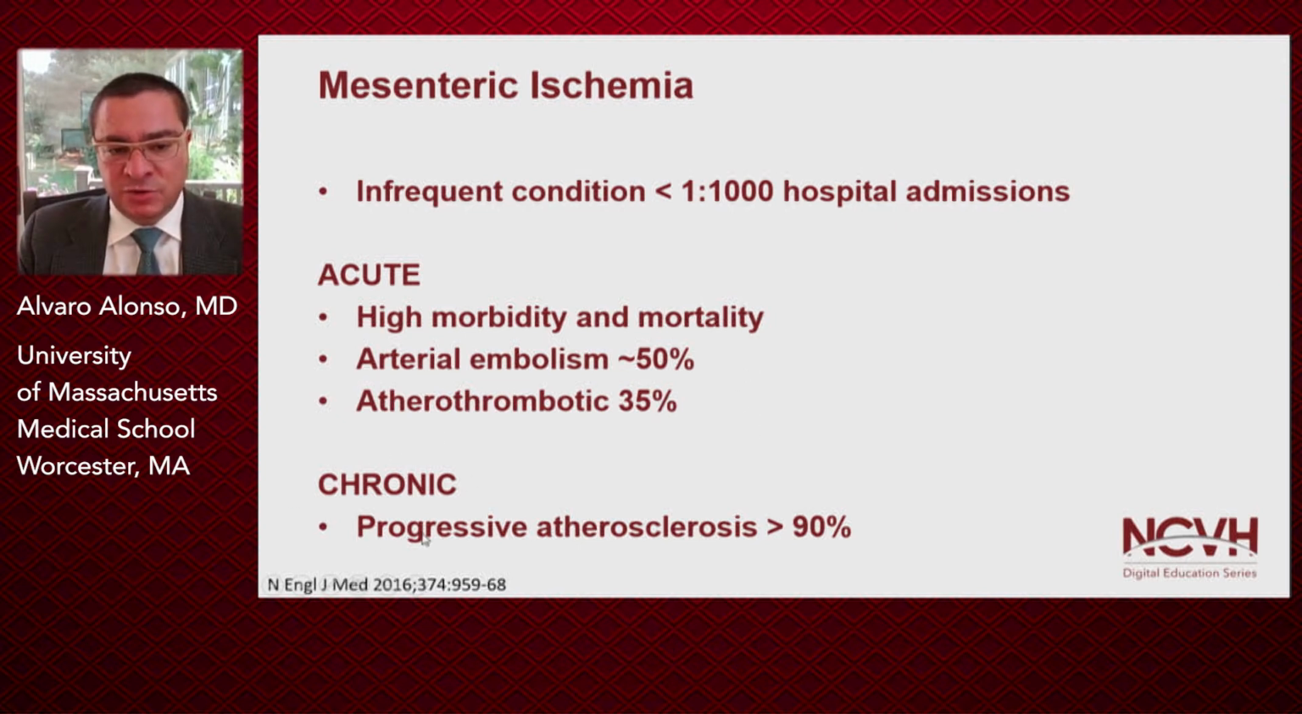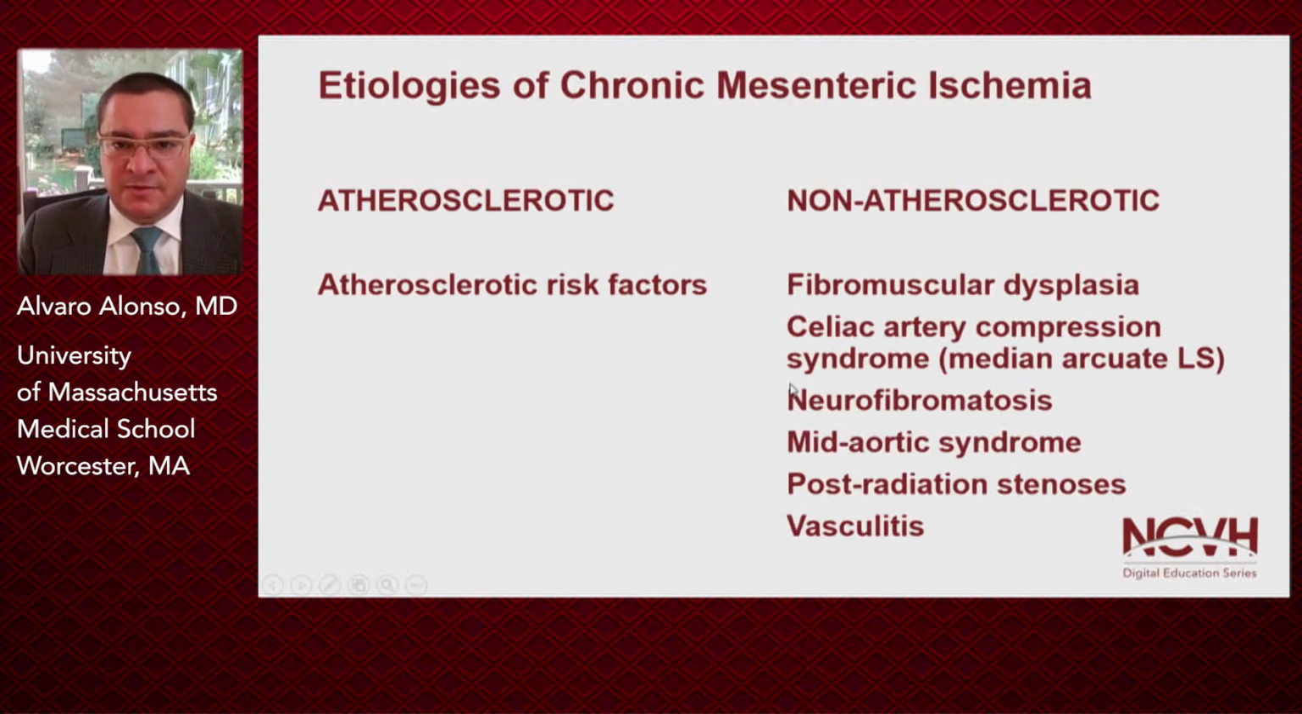Chronic mesenteric ischemia, which is really the main topic of this talk, tends to be caused by progressive atherosclerosis in greater than 90% of cases. There could be other etiologies, but the majority of them are atherosclerotic. So, patients with atherosclerosis tend to have the risk factors for atherosclerosis, diabetes, hypertension, etc.